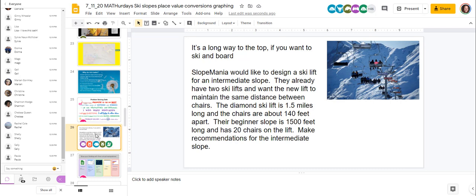Slope Mania would like to design a ski lift for an intermediate slope. Now they already have 2 ski lifts and want a new lift to maintain the same distance between the chairs. The Diamond ski lift is 1.5 miles long, and the chairs are about 140 feet apart. Their beginner slope is 1,500 feet long and has 20 chairs on the lift. Make recommendations for the intermediate slope.